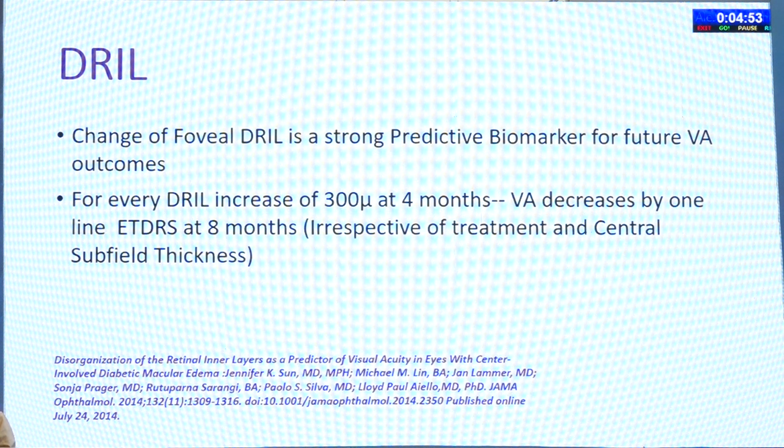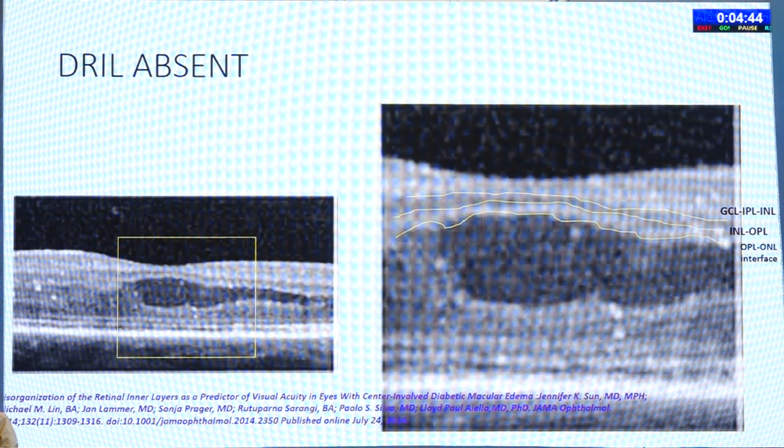Change of foveal DRIL is a strong predictive biomarker for future visual acuity outcomes, independent of the central subfield thickness. For every DRIL increase of 300 microns at 4 months, visual acuity decreases by 1 line ETDRS at 8 months, irrespective of treatment and CST.